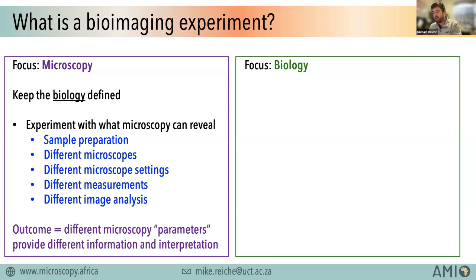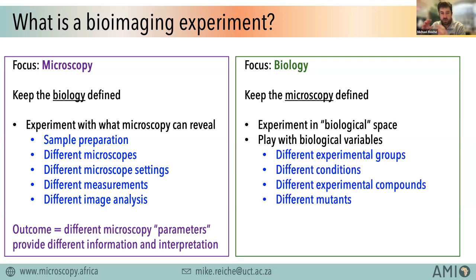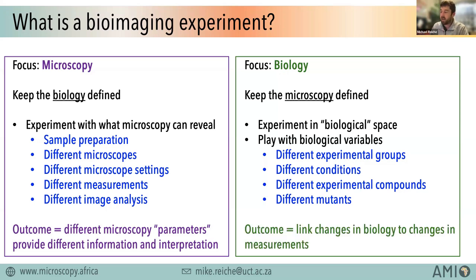You then contrast that when biology is the focus. This is when you want to keep your microscopy relatively defined, and it allows you to play in the biological space in a way. It allows you to change the biological variables, and by this I mean to use experimental groups to try different treatment conditions and compounds, to use different mutants or different treatment conditions, all sorts of different things. And this is where your focus is on the biology. And because the focus is on the biology, it allows you to link any measurements you detect are a result of that biology, and they're not a result of you changing the microscopy technical aspects.